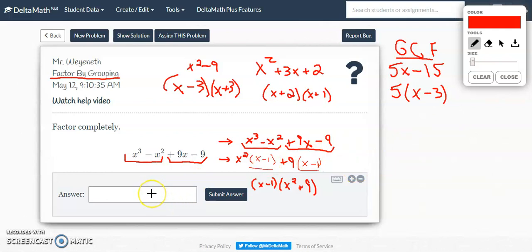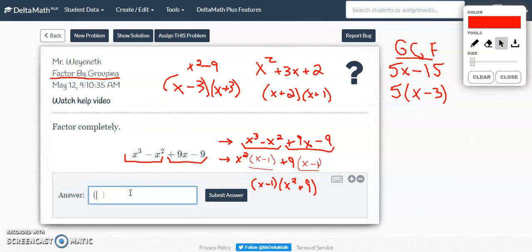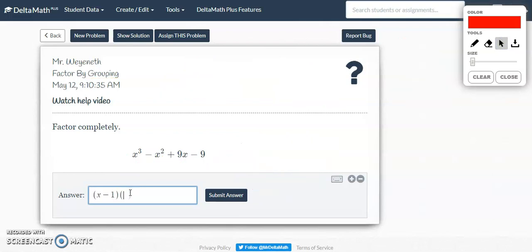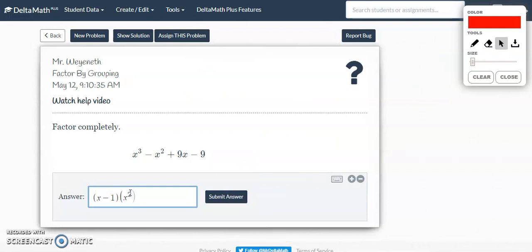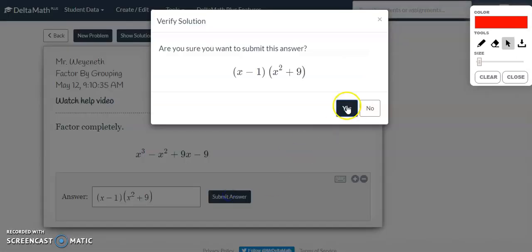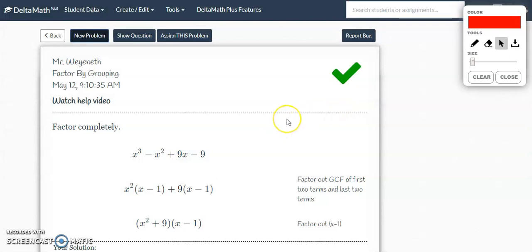So then we'll just come down here and we'll go ahead and enter in our values that we came up with for our two binomials. So an x minus 1 and an x squared plus 9. X minus 1 and then an x squared plus 9, and type it in just like that. Now, would it make a difference if you went x squared plus 9 and then after that you had the x minus 1? Wouldn't make a difference either way. All right, so that looks good.